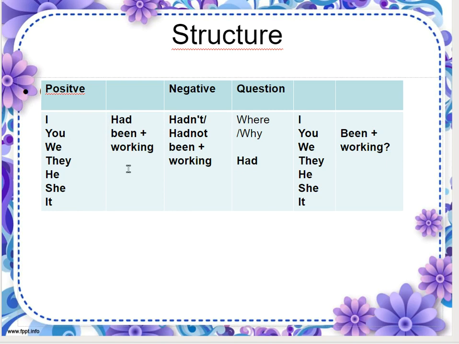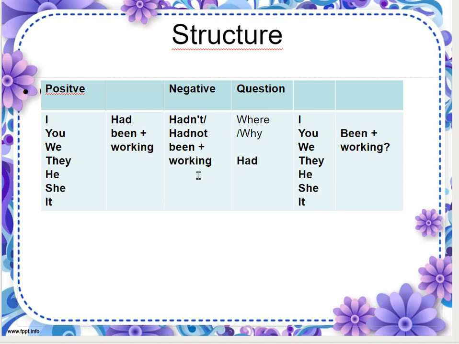Now next, let's look at what happens when we want to make a negative sentence. Then basically we add the word not to the positive sentence. That is the only change that happens. So we could say, I had not been working, you had not been working, we had not been working. But in day-to-day conversation, we never say had not been working. We use only the contracted form. So I hadn't been working, you hadn't been working, he hadn't been working, and so on.